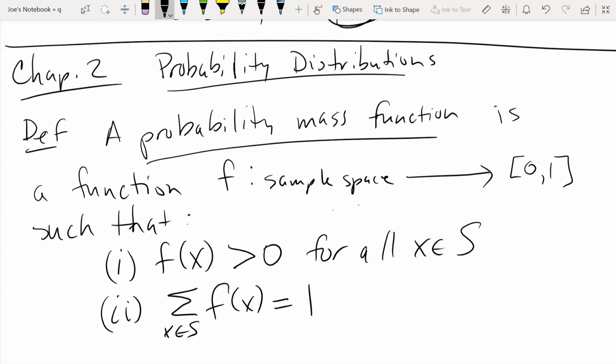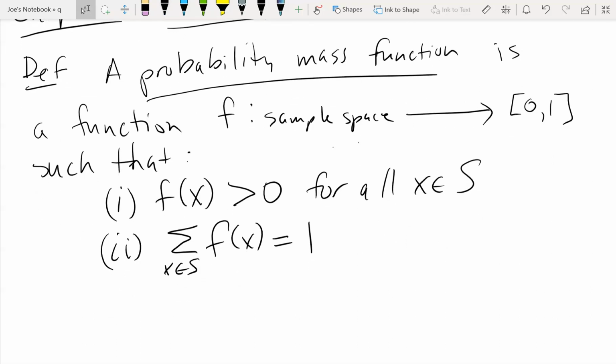All this means is that I'm taking every possibility out of the sample space, plugging it into the probability mass function, and adding it all together. So essentially what this is doing is calculating the probability of the sample space, which we know has to be 1. Stuff we know from probability before.